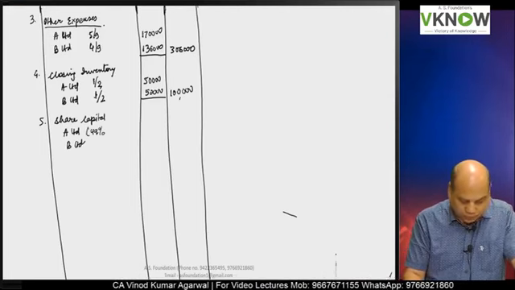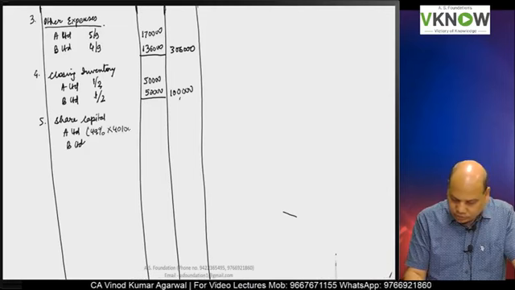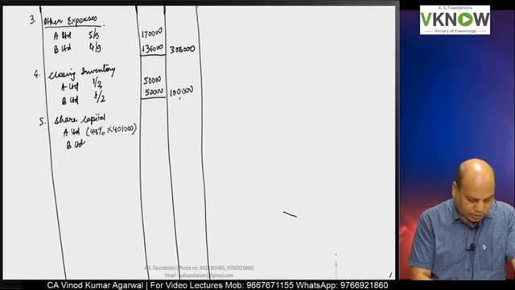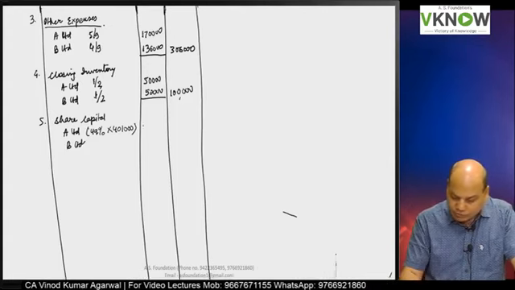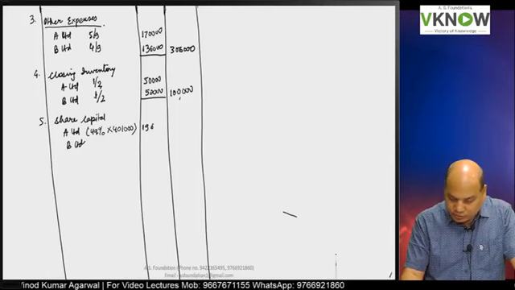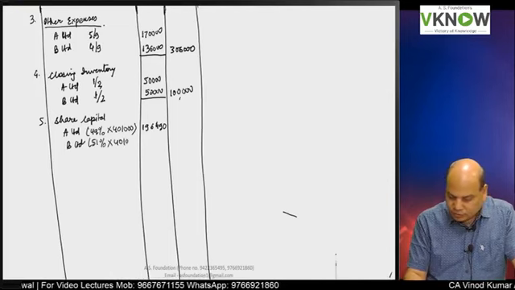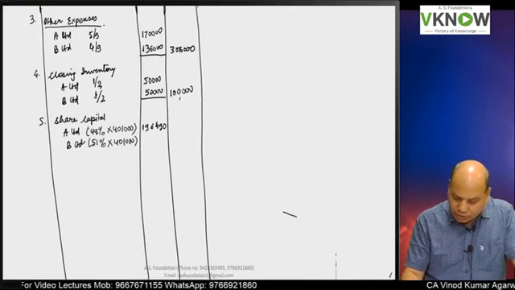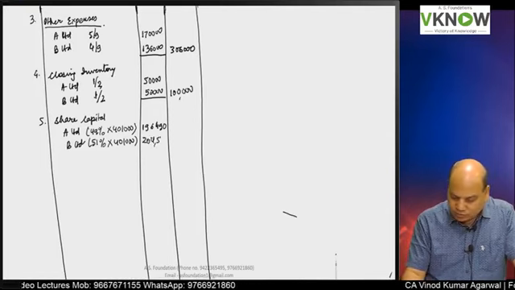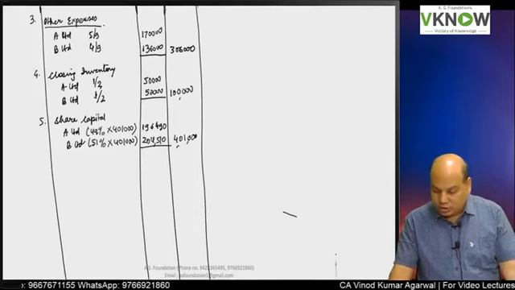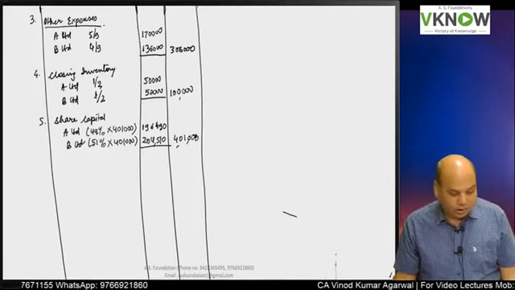49% of 4 lakh 1,000. Take 4 lakh 1,000 into 49%. 49% is given in the question. So that is 196,490. And this fellow 51% of 4 lakh 1,000. So that comes to 2 lakh 4,510. So this is how the two venturers have contributed in the share capital.